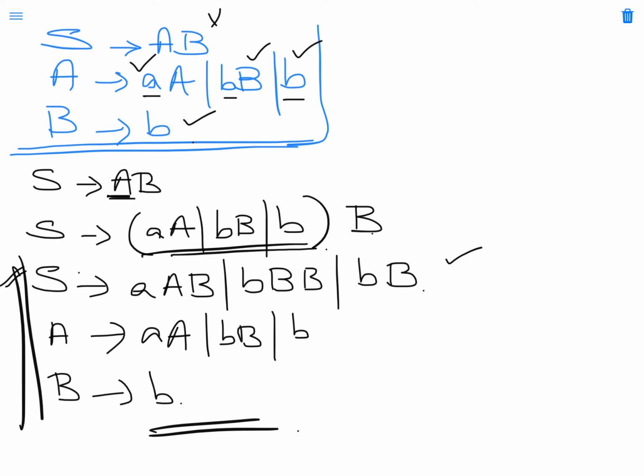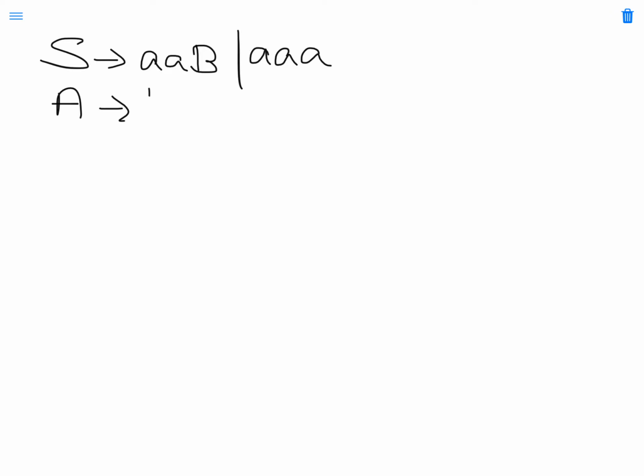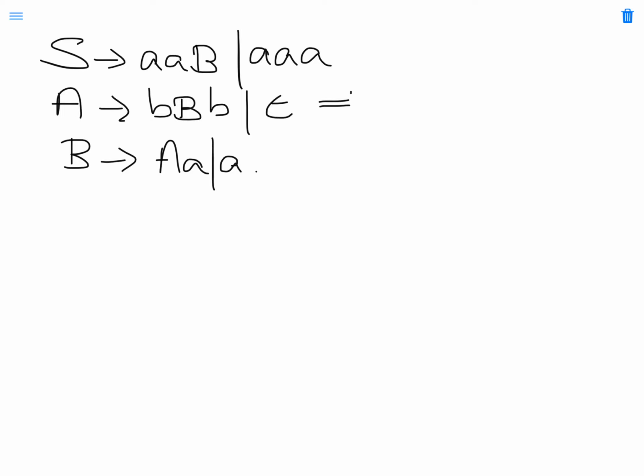One more example you can see. S gives AAB, A gives epsilon, B gives A. So here you are having what? An epsilon production is there. So you need to remove that epsilon production from the grammar. If an epsilon production is there, you won't be able to convert it into GNF directly. So you need to remove that epsilon production.